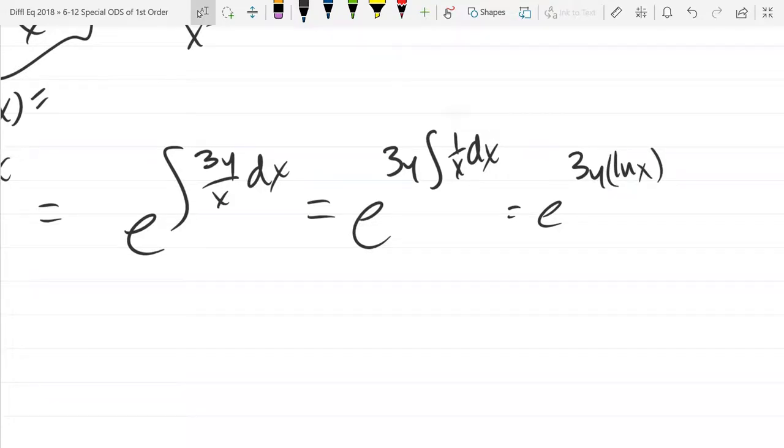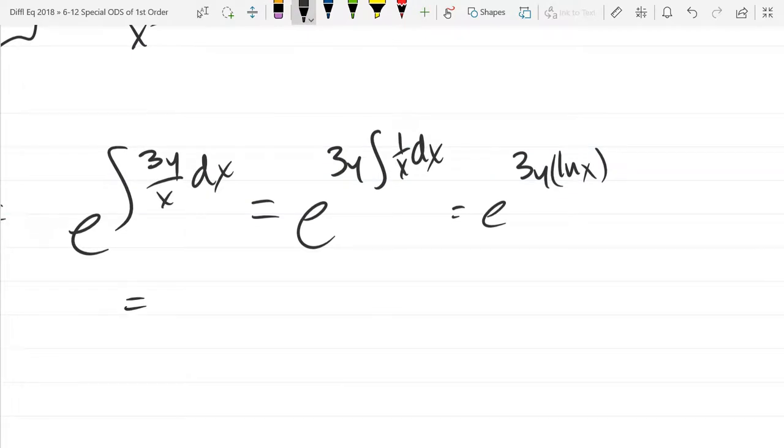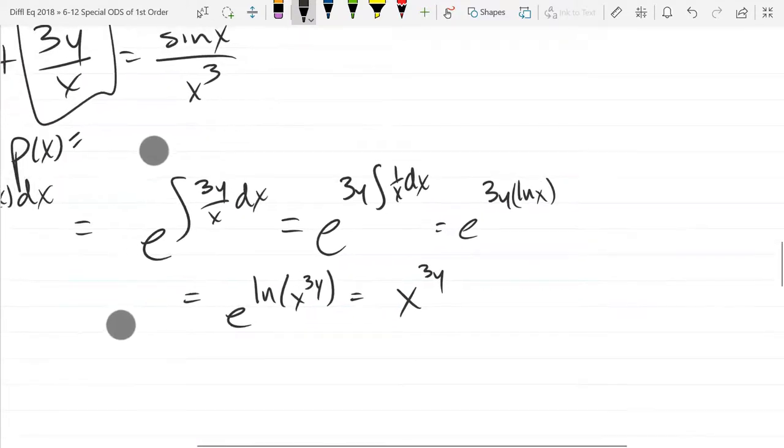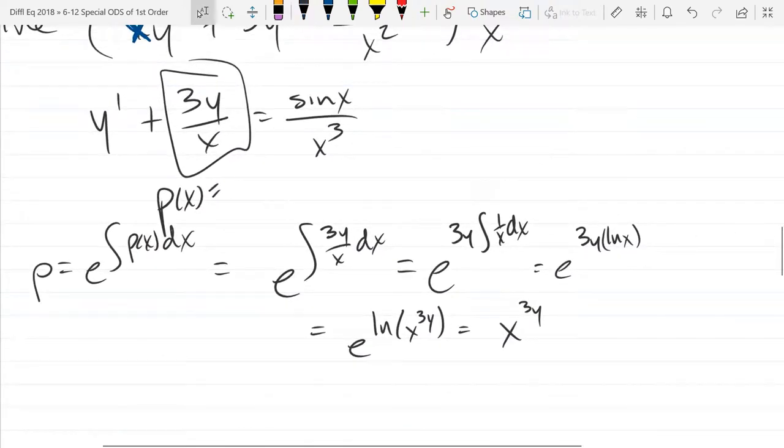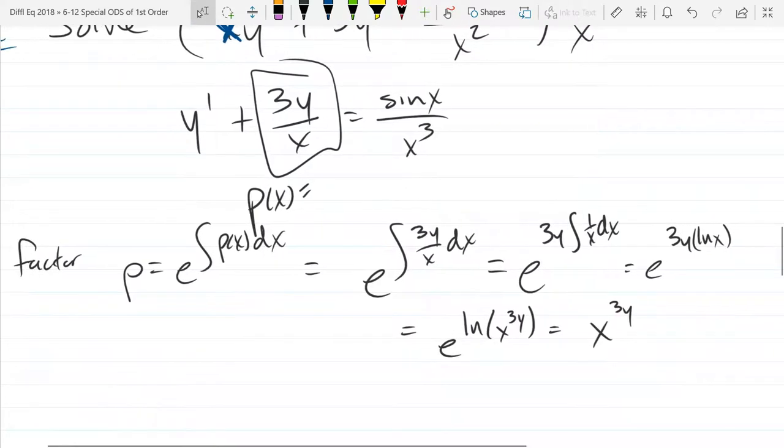And there's a few ways to deal with this. Algebraically, I think an easy way will be writing the 3y as an exponent instead of a coefficient. So coefficients outside a natural log become exponents inside the natural log. And now I get to cancel e and the ln, and I have x to the 3y power. Algebraically, there's a couple other choices that would have simplified down, but this is just the one I went with. So integrating factor is x to the 3y power.